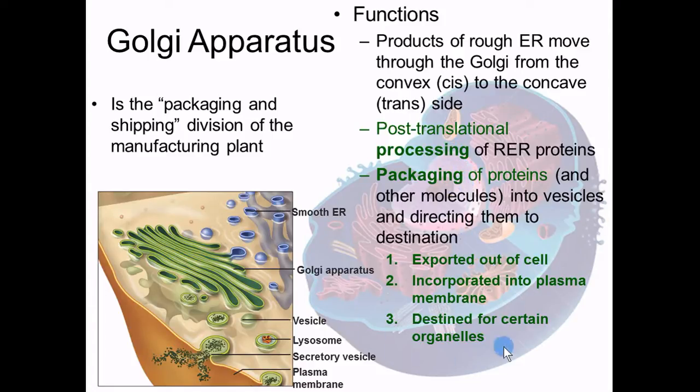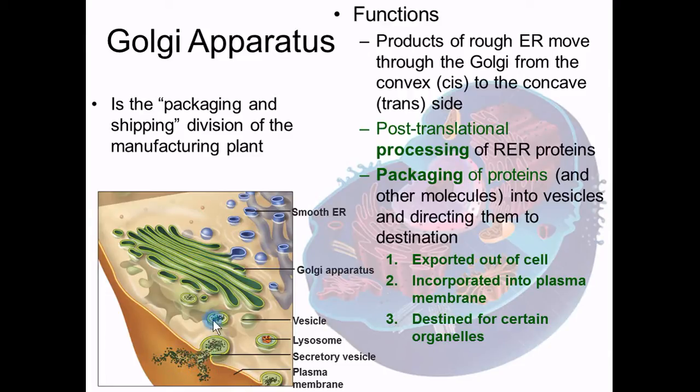These are the 3 places you can ship it to after you're done. You can either export it out of the cell, so you bring it out here to the outer surface and you dump it out like this. So you can see the products made in the endoplasmic reticulum. They come to the Golgi, the trans side releases it, and it moves across, and this outer membrane merges with the plasma membrane of the cell, and then it exocytoses this stuff to secrete it. So if this were a hormone, it just dumped it out. If this were like a waste product or something, you could dump it out here too.